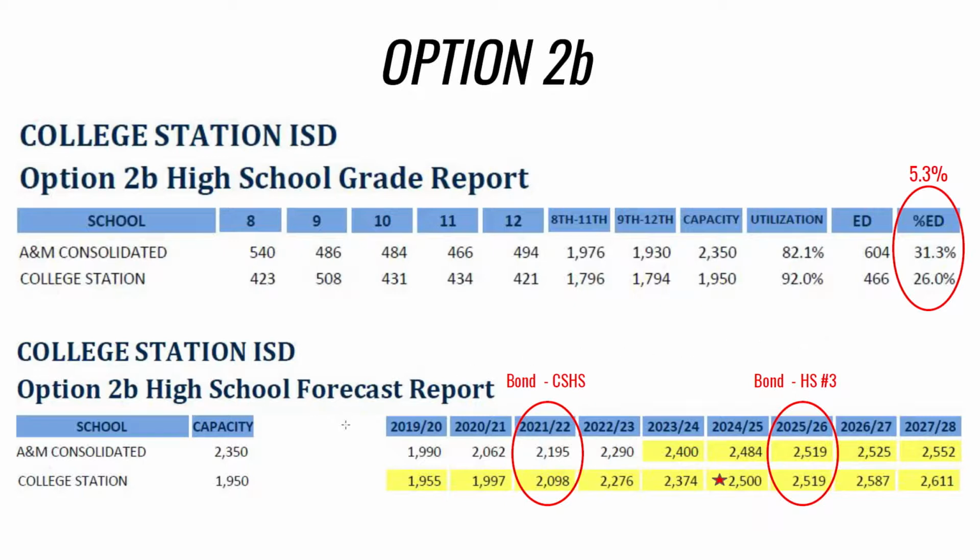Okay, we'll look at our enrollment projections. When we opened in 2019, 1990 at Consol, 1955 at College Station High School. You can see how our numbers project out for each school. Again, the same symbols as to when we would anticipate a bond for the addition of classroom space to College Station High School, again falling in fall 21. Ready for use fall of 24 when College Station High School was projected to have 2,500. And again, we'd be looking at the fall of 25 or bond for high school of 3.